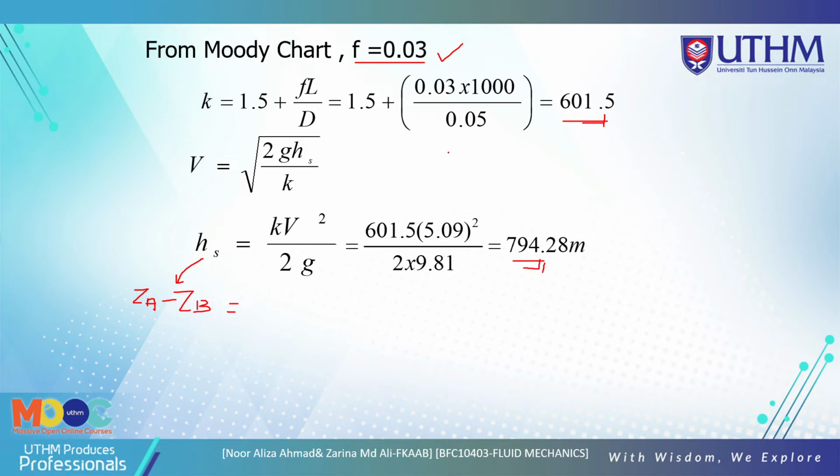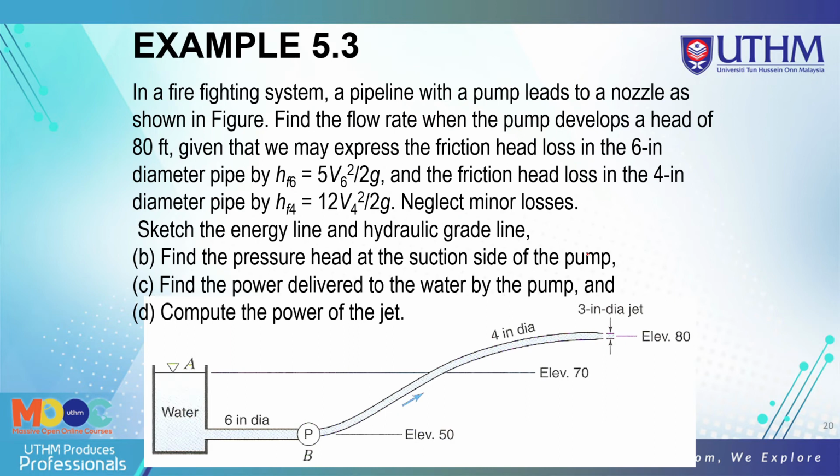Now we look at example 5.3. Example 5.3 is in Earth. Using the reservoir here also, but also including the pump here. In a firefighting system, a pipeline with a pump. The pipeline here uses the pipe, and the pump here. So find the flow rate.